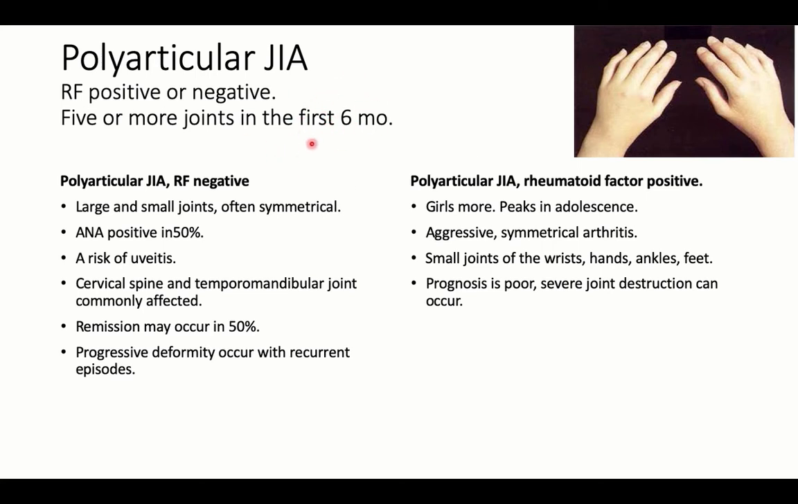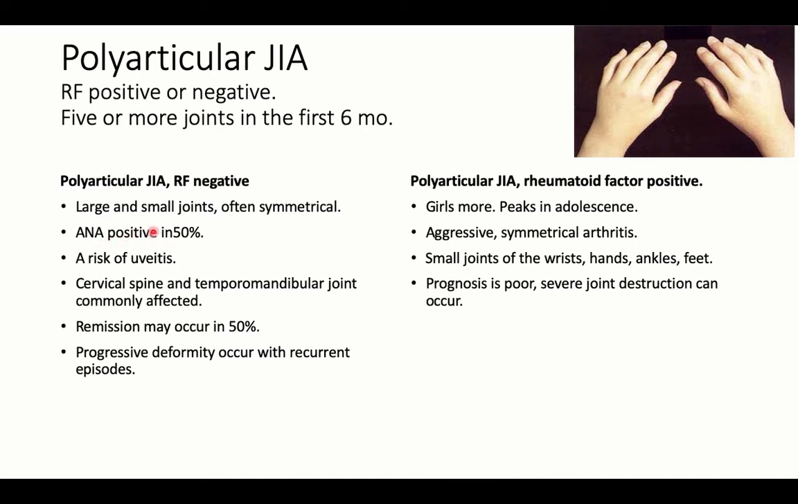So based on the mode of onset of the disease, we categorize the JIA. The disease can be rheumatoid factor negative or positive. In rheumatoid factor negative disease, large or small joints can be affected, and even symmetrically.